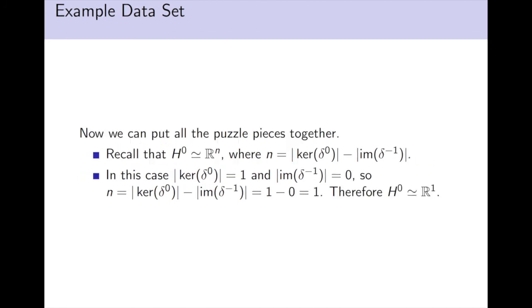Remember that H0 is more or less in the form of the vector space Rn, where n is a particular number given by the dimension of the kernel of delta 0 minus the dimension of the image of delta negative 1. Now, if we had done the matrix work with delta 0, we would have found that the dimension of the kernel of delta 0 is 1, and we did discuss that the dimension of the image of delta negative 1 was 0. So n in this case is going to be 1 minus 0, or just 1. So H0 is going to look like R1.